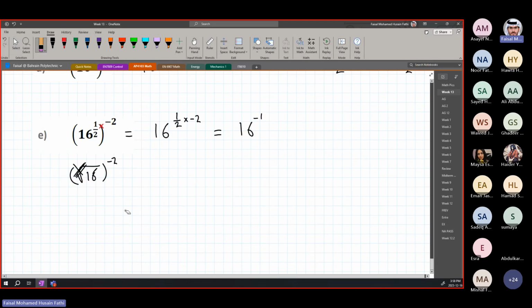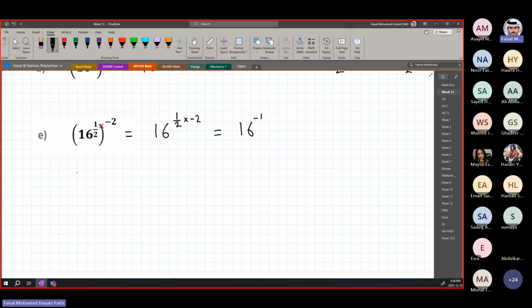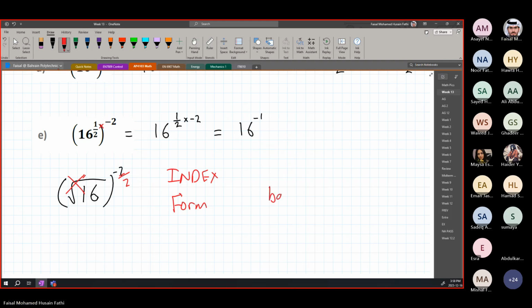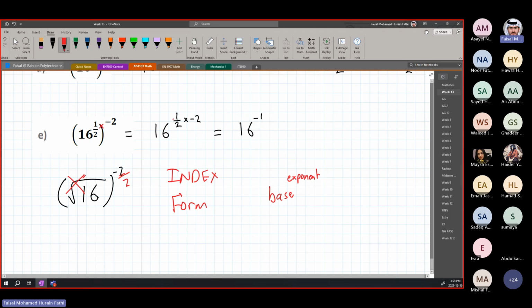Good question. So he was asking, okay, this is 16 to the power of half. 16 to the power of half is basically square root of 16 to the power of minus 2. The idea is when it asks for index form, you should not use the square root. It should be in this form, in the form of the exponent. That's the whole idea of index form. Index form means you have a base and an exponent. That's it. This is your index form. These are the only two things that can be there. This is what index form means.